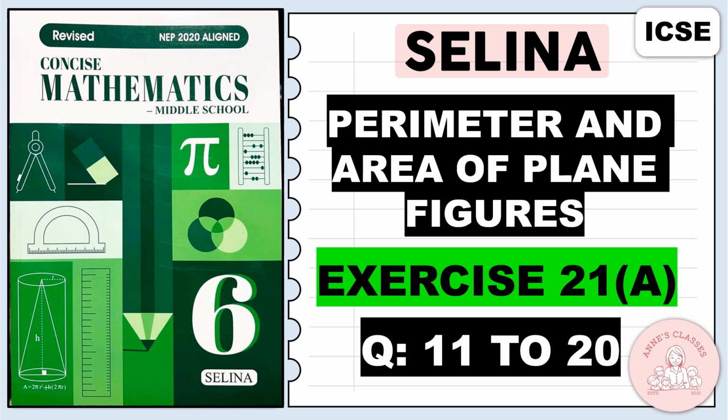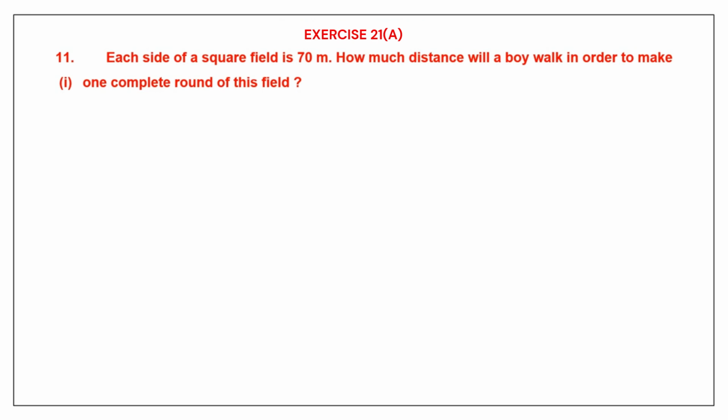Let's do perimeter and area of plane figures, exercise 21A. We are with question 11. Each side of a square field is 70 meters. How much distance will a boy walk in order to make one complete round of this field? The side of a square field is given and we have to find how much the boy will walk to complete one round of this field.